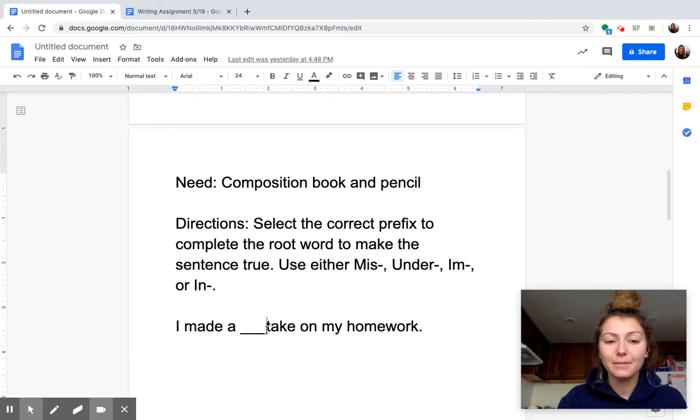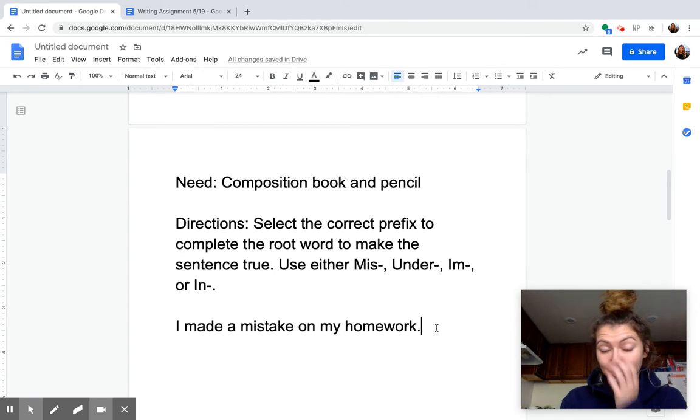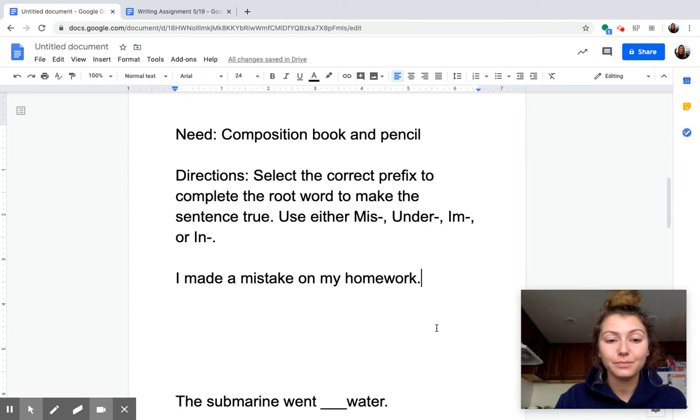I made a, say it with the prefix miss, mistake on my homework. Would that make sense? Yeah, we can use that word mistake to complete this sentence. I made a mistake on my homework. Make sure you have that in your composition book, and then let's move to our next example.